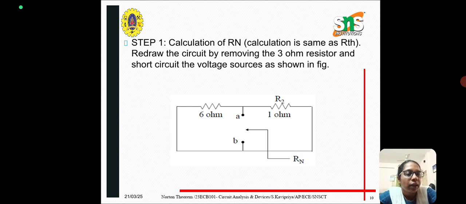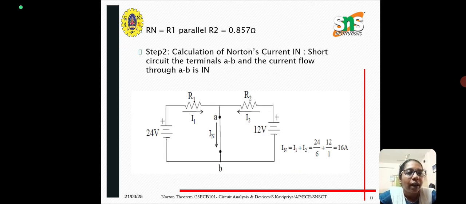The equivalent resistance is the 6 ohms connected in parallel with the 1 ohm. So we get this RN value as 0.857 ohms. And the next step is that we have to find the Norton's current.